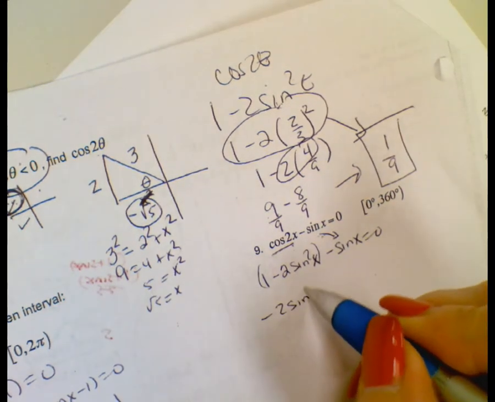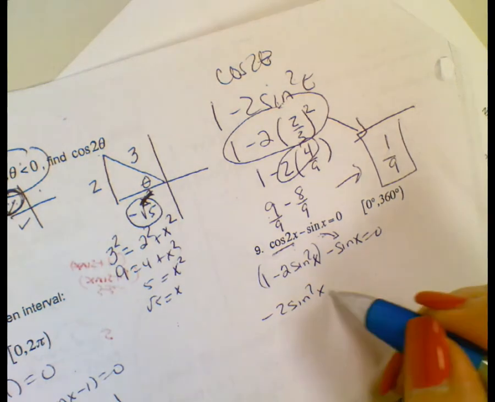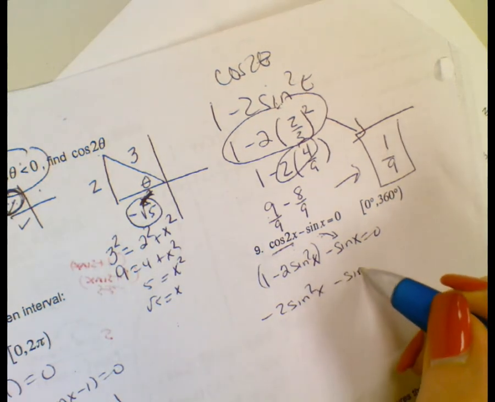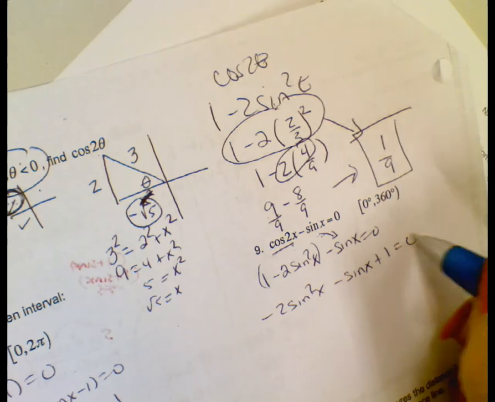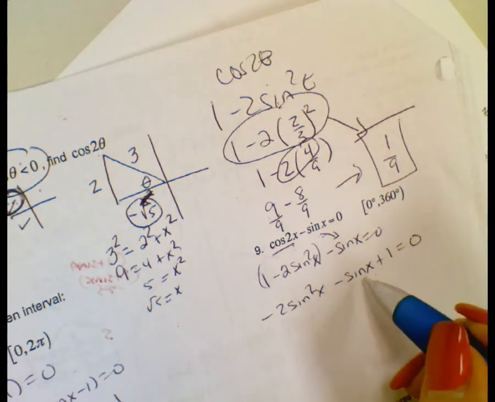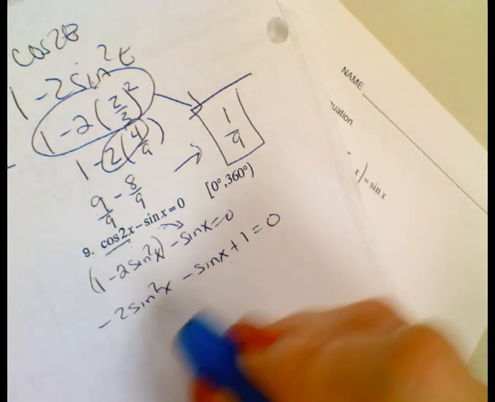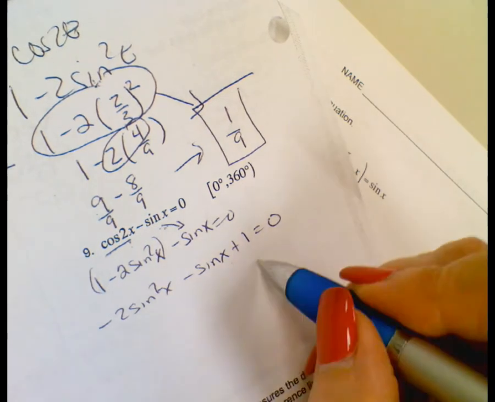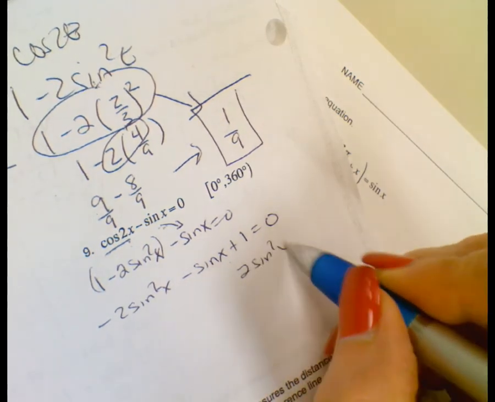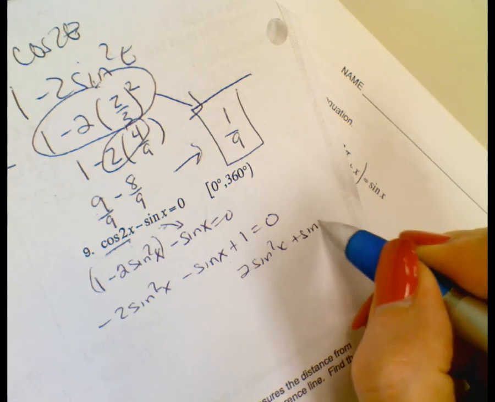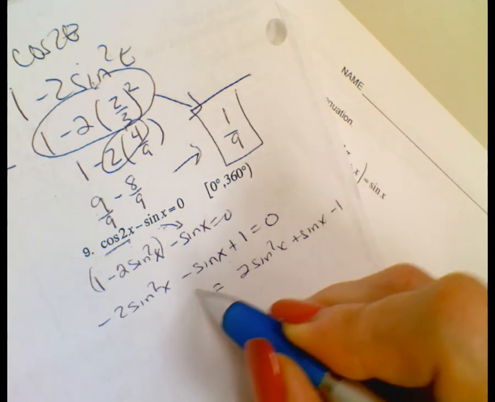Then write your square term first. It's your quadratic term, followed by your linear term, followed by your constant equals 0. I don't like my first term to be negative, so I'm going to add this to the other side. I'm going to add sine to the other side, and I'm going to subtract 1 to the other side and put the 0 on the side.